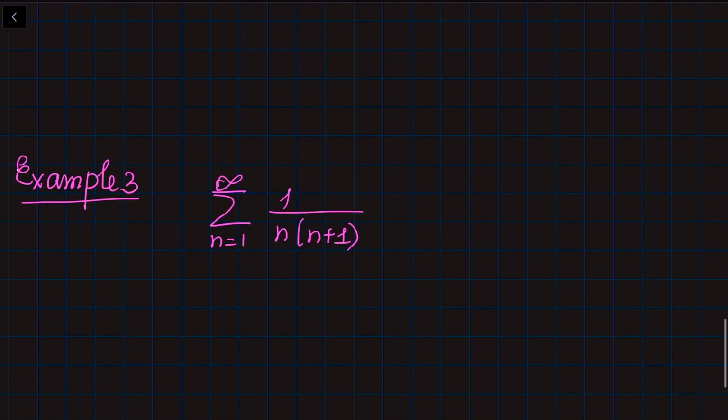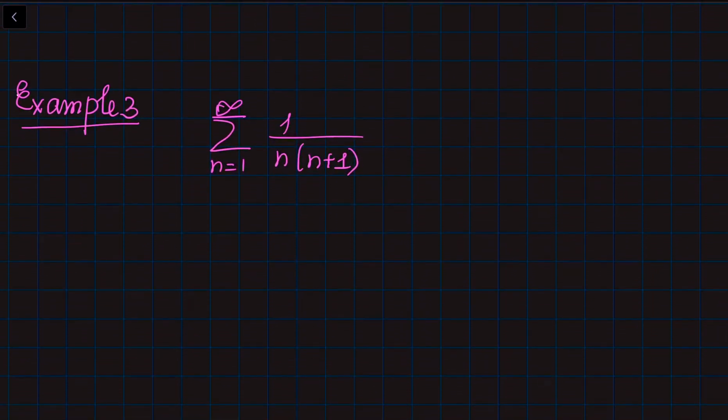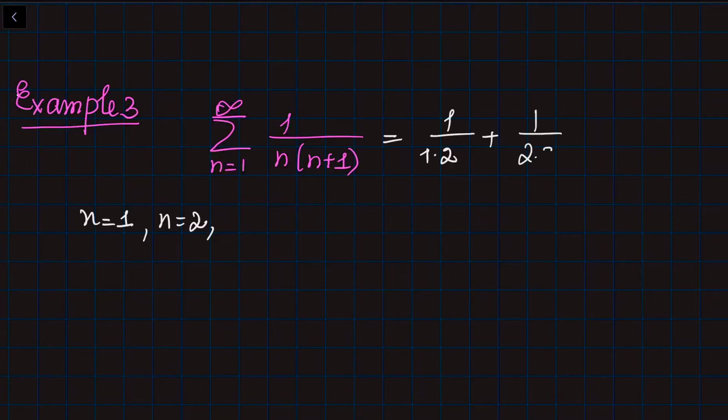So let's go to the next interesting problem. We are given this kind of series. We need to figure out whether the series is convergent or divergent. If it is convergent, let us try to find its sum. This is a very interesting series actually. Let me write down a couple of terms. If n is equal to 1, you substitute, and it's going to be 1 divided by 1 times 2. Plus, if n is equal to 2, it's going to be 1 divided by 2 times 3. If n is equal to 3, it's going to be 1 divided by 3 times 4, plus and so on.